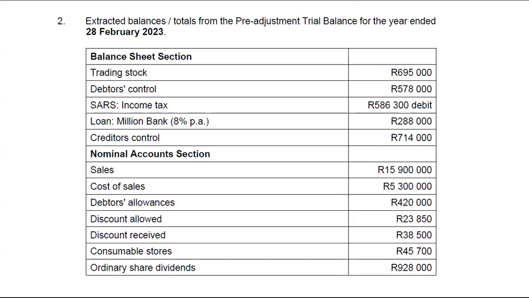Then they gave us information about the current financial year. So all these balances are right at the end of the current financial year. They gave us trading stock, they gave us trade debtors, sales income tax. These are provisional payments. When you see debit, you must just know that 586,300 represents your provisional payments. The loan amount is 288,000. Creditors control is 714,000.